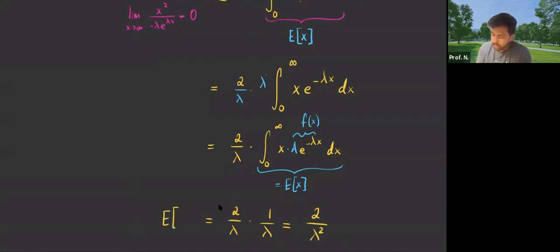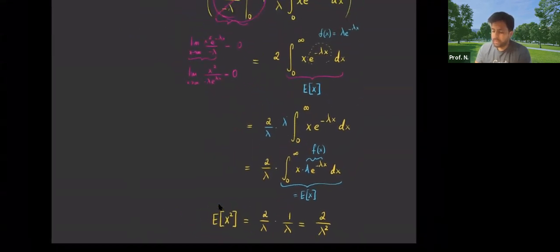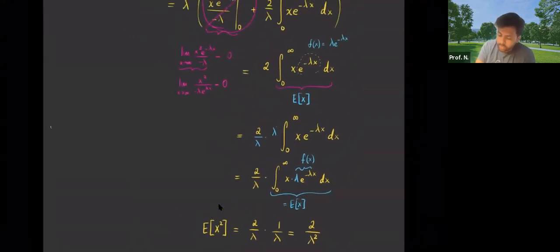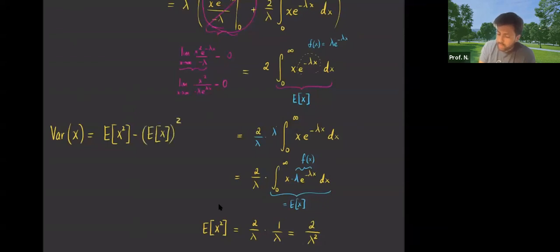So don't forget what we just figured out. We figured out the expected value of x squared. And we did all of this so that we can find the variance of x. And again, the variance of x is the expected value of x squared minus the expected value of x, squared. So what's the expected value of x squared? We found it, 2 over lambda squared. What's the expected value of x? It's 1 over lambda. And if I square it, I get 1 over lambda squared. So 2 over lambda squared minus 1 over lambda squared is 1 over lambda squared. So that's the variance of x.